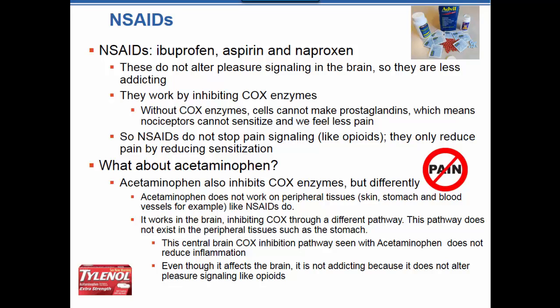The central brain COX inhibition pathway seen with acetaminophen does not reduce inflammation. If you think about it, that makes sense. Inflammation occurs right where the damage is, like at the knee, if you bump your knee, right? And since acetaminophen does not work at the peripheral tissue level, it works at the central level, it doesn't reduce inflammation. And even though acetaminophen affects the brain, it does not alter pleasure signaling in the brain, so it is not addicting like opioids are.